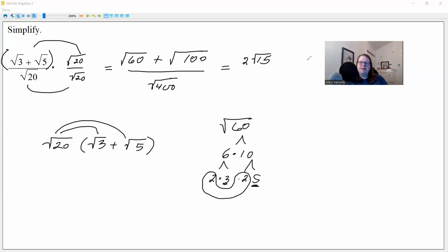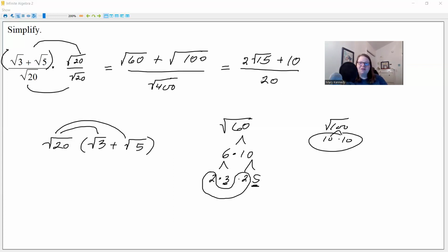All right. Now we're almost done because the square root of 100 is 10, right? Think about 10 times 10 is 100. So that's nice. That's a pair. A pair is a perfect square. So 10, and then the square root of 400, remember, is 20. 20 times 20 is 400.